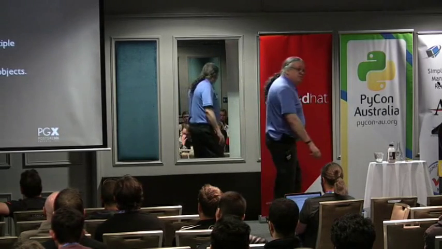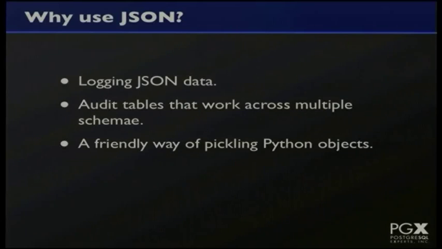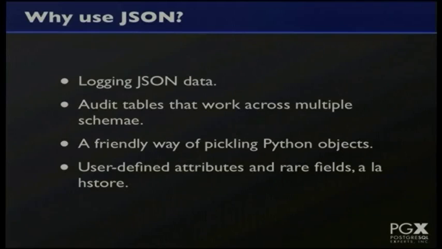It's kind of a friendly way of pickling Python objects rather than use cPickle or something like that. Storing pickled Python objects directly in the database is not, I would call, the best practice in the entire world, but sometimes you just got to do it. And user-defined attributes in rare fields a la hstore. Basically, it completely subsumes all of hstore's use cases, I would say.